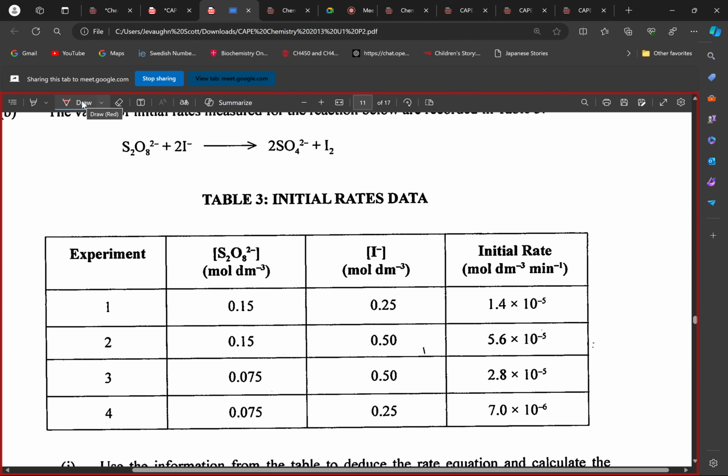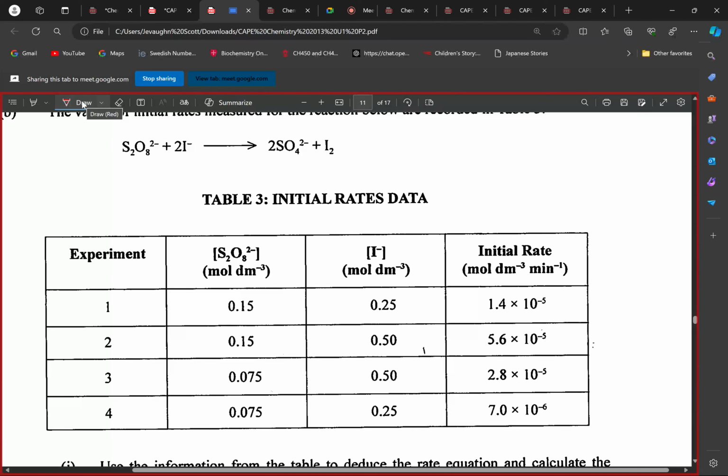Now, go ahead. So find the order first. Okay, so let's say that now. Let's find the order first. How do we find the order of reaction from this data? The overall order of reaction, by the way.